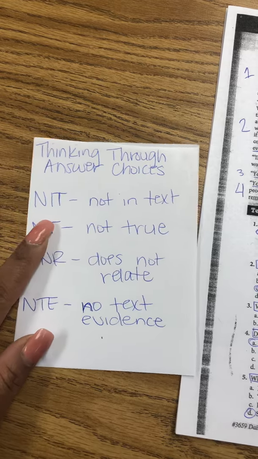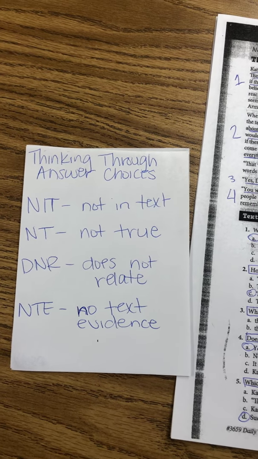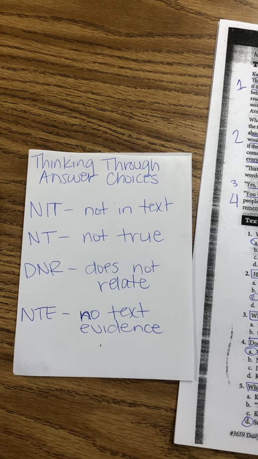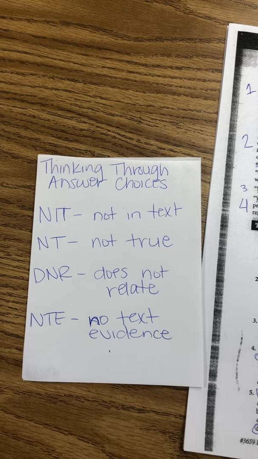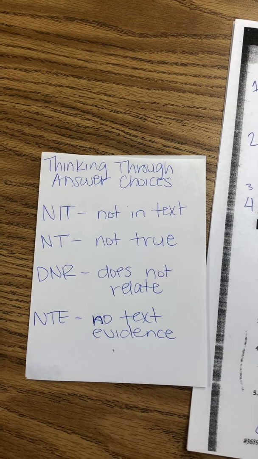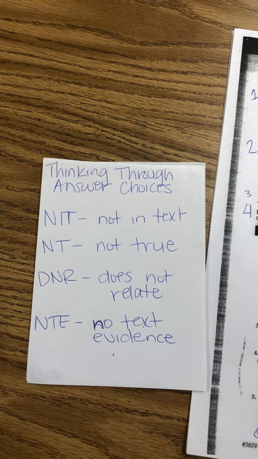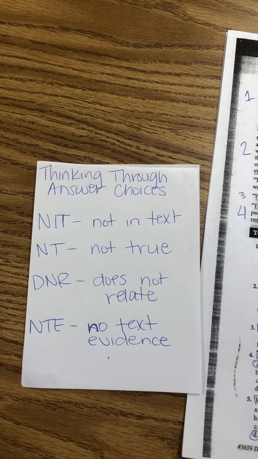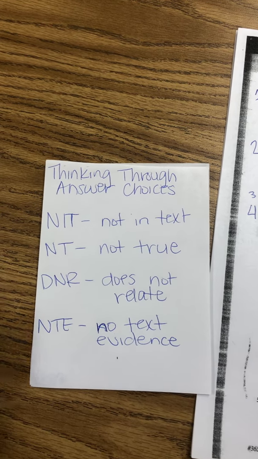The first strategy mark is called NIT, or not in the text. This is for the answer choice where, when you read it and look back in the text or think back to what you read, none of that information is in the text at all. That one is usually the easiest one to eliminate because you can spot it more clearly than another answer choice that maybe is in the text.